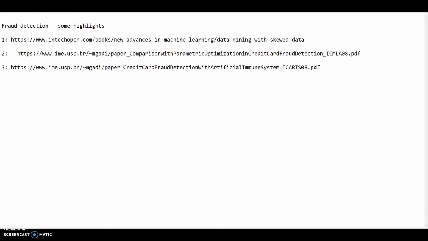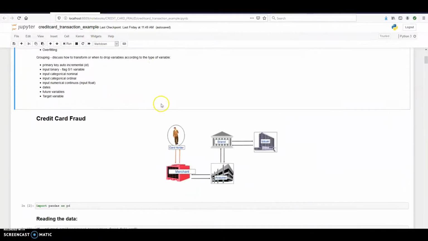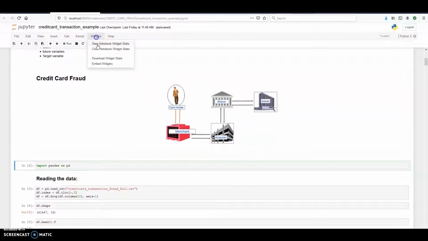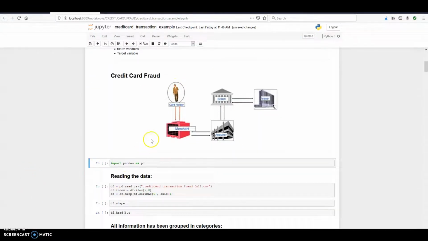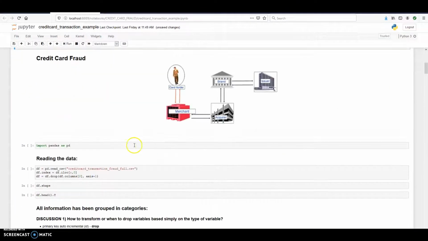I'm just recording this quick video with some highlights about fraud detection. As a reference, you have these three files. To start with, I'm going to play with this data set here, which is a credit card data set. First of all, I'm going to hit restart and clear output so that I don't have any output in here. I'm going to extend it so it's a bit bigger. It has to do with credit card fraud detection.